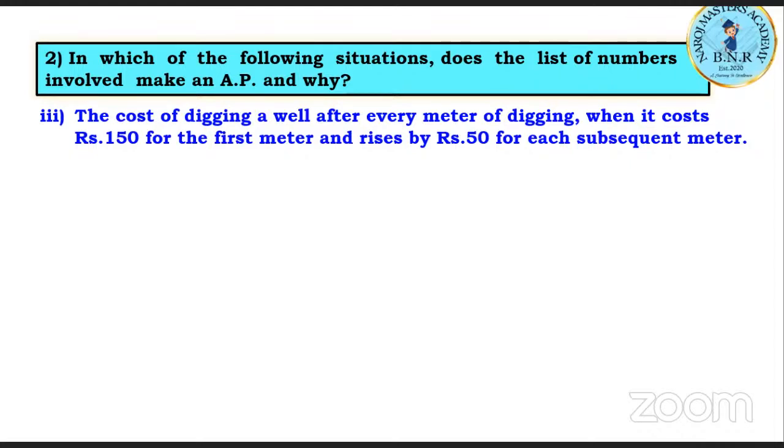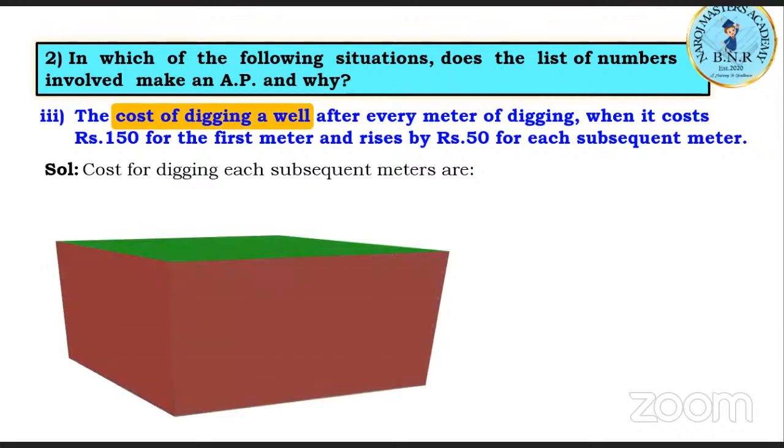150. If I dig for 2 meters, 150 plus 50. Yeah, excellent answer. So what is the total value? 200. If I dig for 3 meters, 200 plus 50. Yeah, very good. Then what is the value? 250. Is it right? A1 is how much? 150, A2 is 200, and A3 is 250. Yeah, excellent answer, dear.